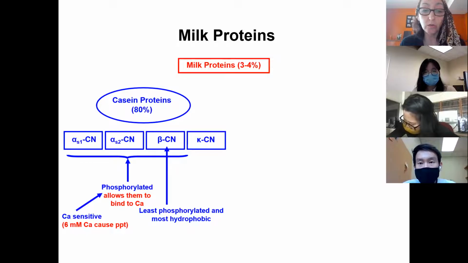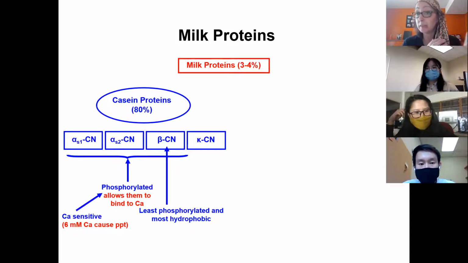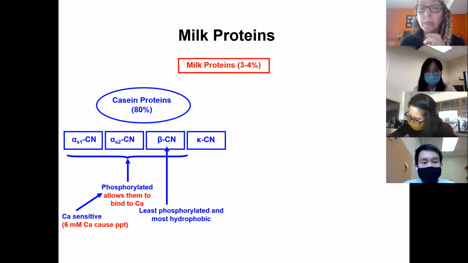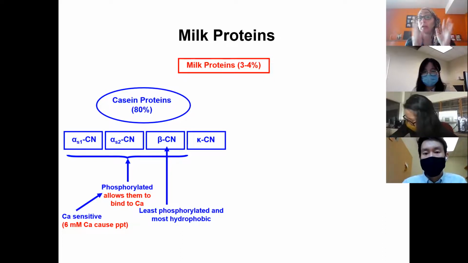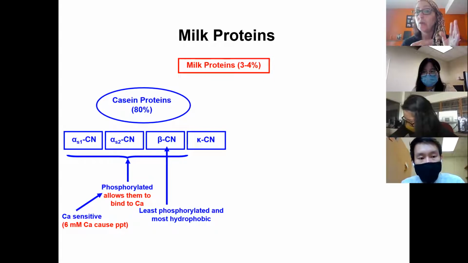So this is back to phosphorylation. All of these caseins are sensitive to calcium, so we can potentially precipitate them by adding more calcium to the milk. It's kind of like we can destabilize them by having calcium. To connect that, when you're making cheese, you add calcium sometimes to your milk to enhance curd formation.